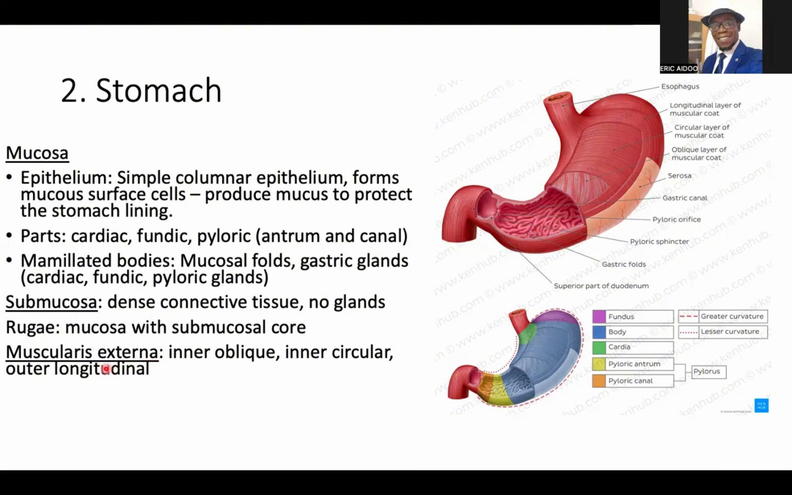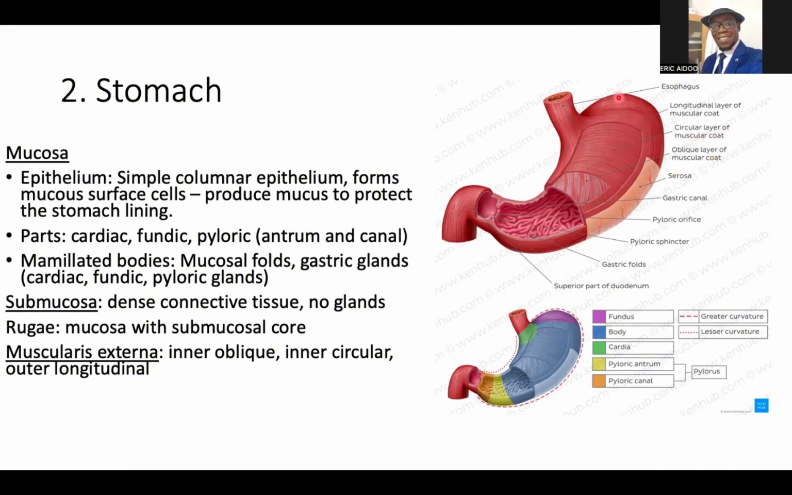The stomach is peculiar in having an additional muscle known as the inner oblique, okay, which is the innermost portion. So if you want to travel from within outwards, we are going to have inner oblique, inner circular, and then outer longitudinal, as you see here. So from within outward, this is the oblique layer of the muscular coat, followed by the circular layer, and then the longitudinal layer.